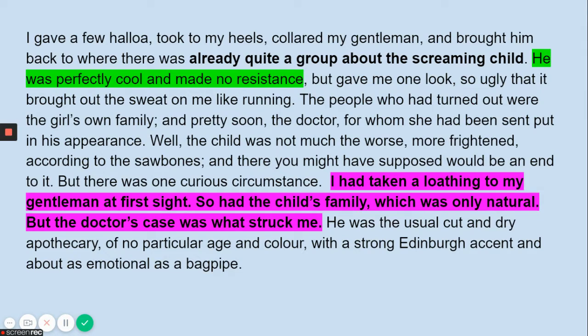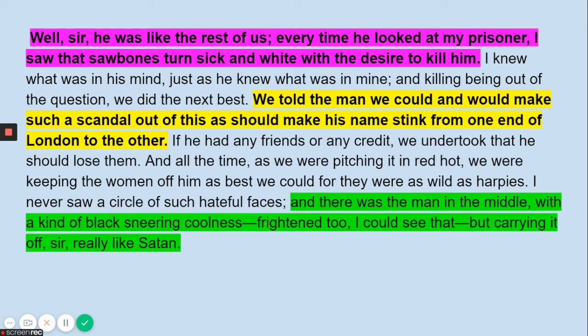Well, the child was not much the worse, more frightened, according to the sawbones, and there you might have supposed would be an end to it. But there was one curious circumstance. I had taken a loathing to my gentleman at first sight. So had the child's family, which was only natural. But the doctor's case was what struck me. He was the usual cut-and-dry apothecary, of no particular age and colour, with a strong Edinburgh accent and about as emotional as a bagpipe. Well, sir, he was like the rest of us.